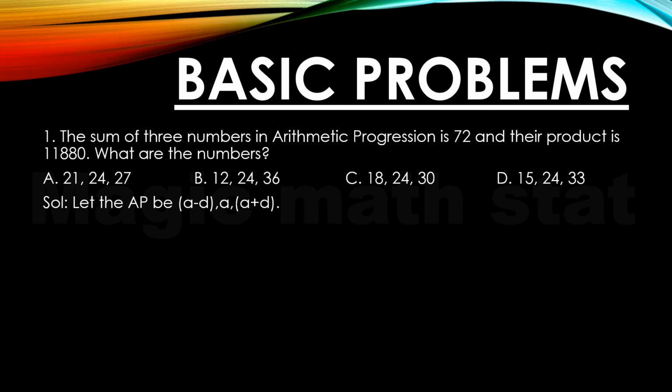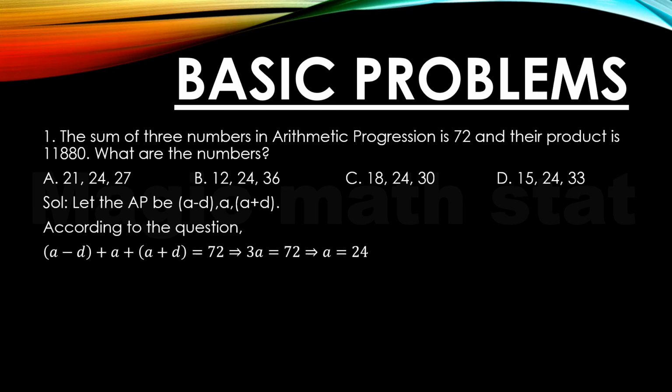But if you are wondering if this one is AP or not, you can check the differences of consecutive terms. You will get d every time. According to the question, we know the sum of these terms is 72. So a minus d plus a plus a plus d is 72. If you simplify it, plus d and minus d will cancel each other out. You will get 3a equals 72. That gives you a equals 24.